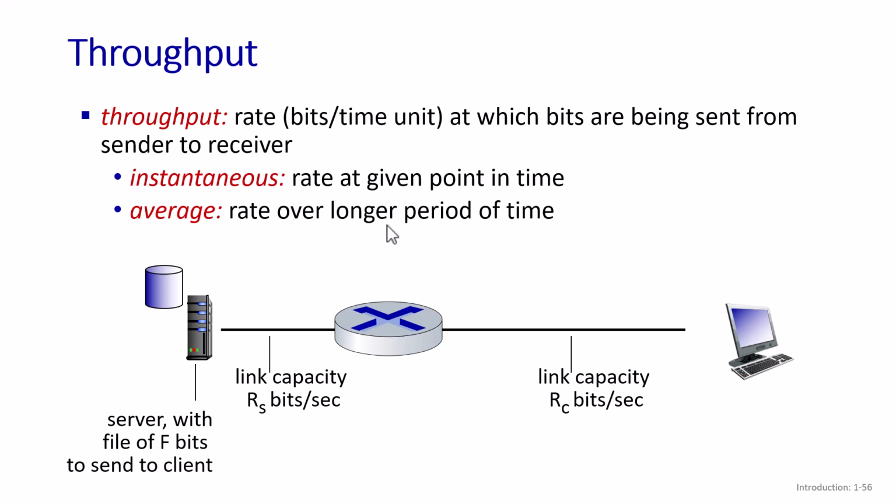In designing networks, we care about both throughputs because while the average gives us a certain average over time, we sometimes need to be sure that our network is working without a problem even if we have high instantaneous rates, and we want to make sure that we are not losing many packets. So here is an example. We have a server with a file of F bits to send to the client, and the link between the server and the router has a link capacity of Rs bits per second, and we have another link to the receiver, and we have the link capacity of Rc bits per second.